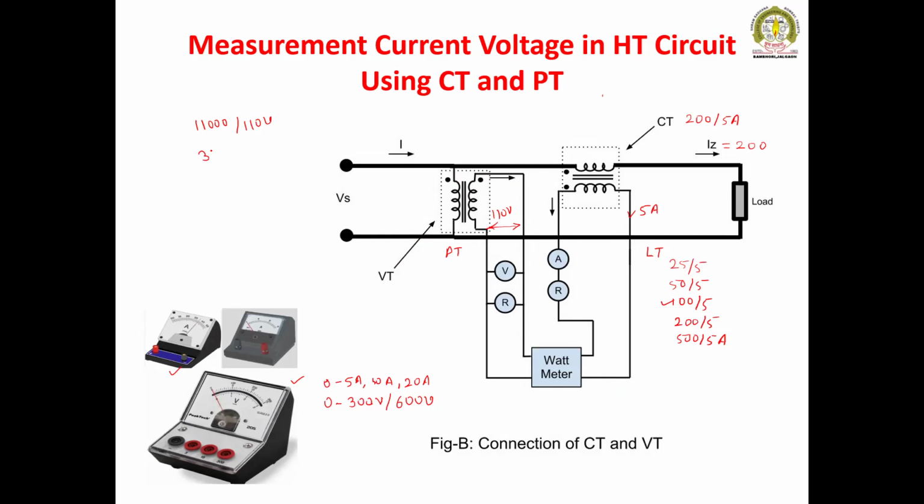Suppose it is 33 kV. So 33 kV is the primary voltage and 110 volt is the secondary side. So whatever the voltmeter is going to measure, 0 to 110 volt, the range is written as 0 to 11 kV or 0 to 33 kV as per the application.